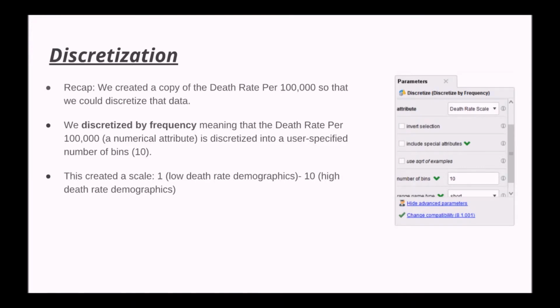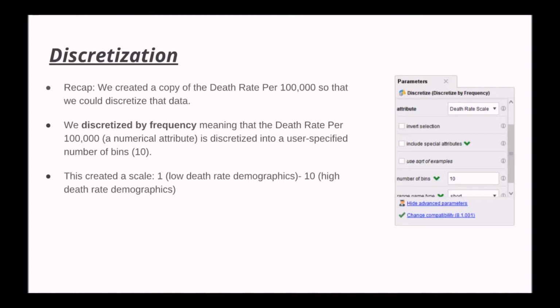With that being said, let's go into our discretization operator. What we said before was, we created a copy of the death rate per 100,000 so that we could discretize and manipulate that data without affecting the original data. We discretized by frequency, meaning that death rate per 100,000, which is a numerical attribute, is discretized into a user specified number of bins, which we chose to be 10, because it gives a nice scale between 1 and 10, and it didn't do anything weird, and we didn't have a scale between 1 and 7 or 1 through 6.